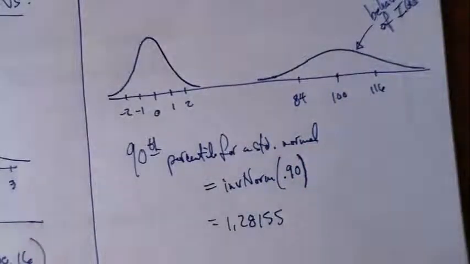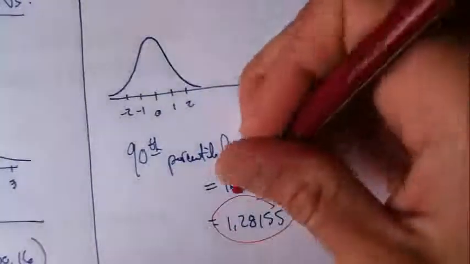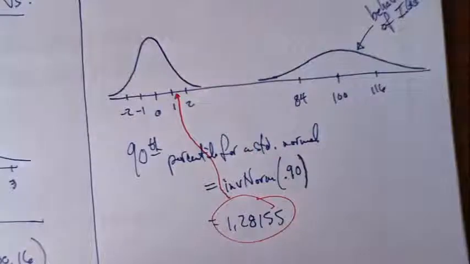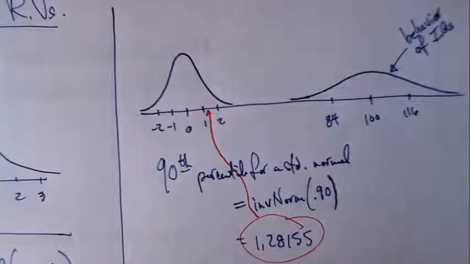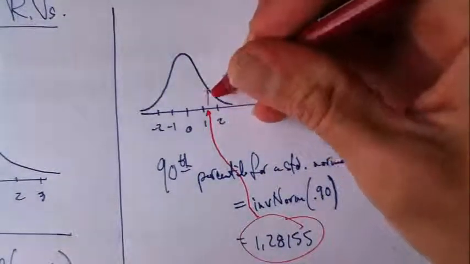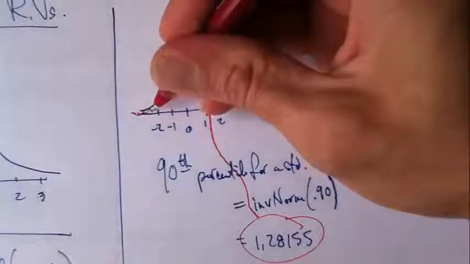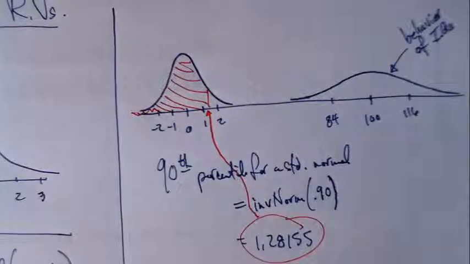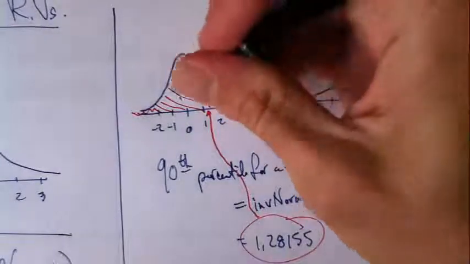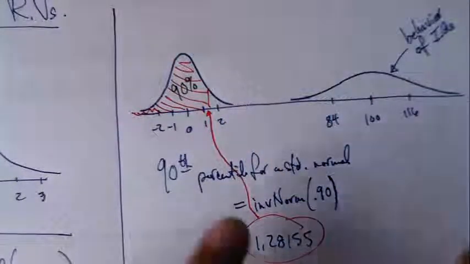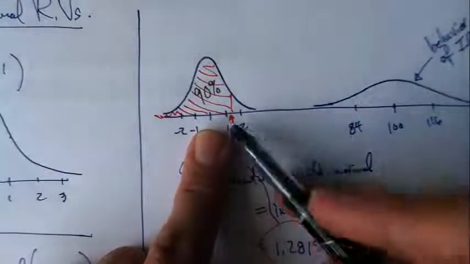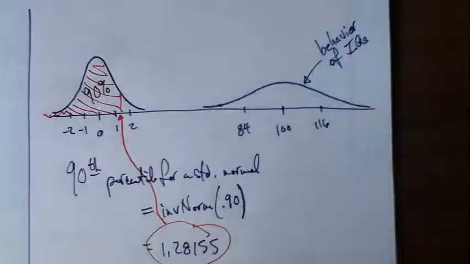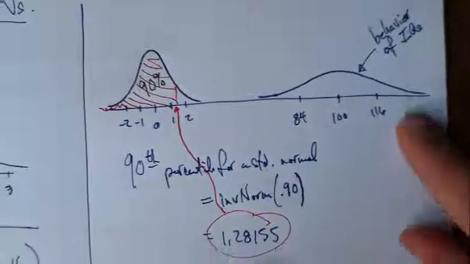Now I'm going to mark that. It's right there, isn't it? Okay, so that means 90% is to the left of that mark. So now what we really want to know is where do I make the mark over here that carves out 90%? Can you find it?